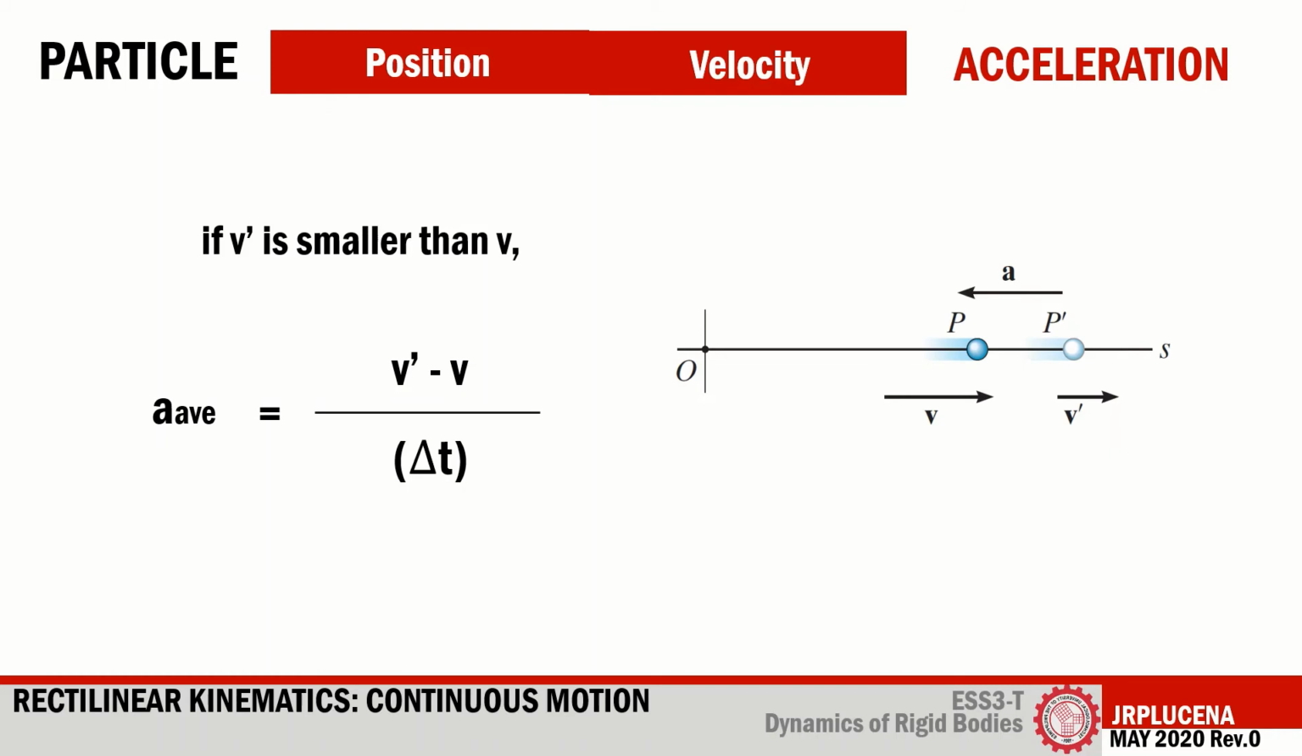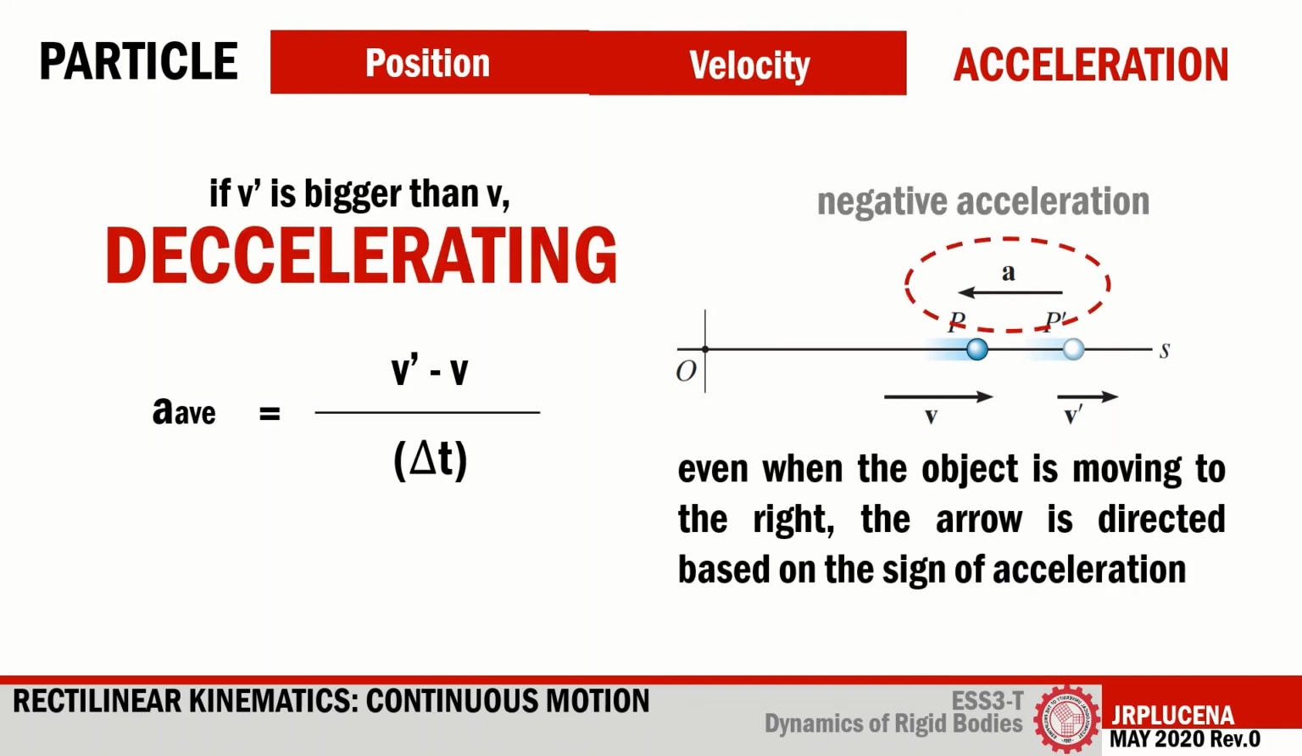So if v prime is smaller than v, we will have a negative value in the numerator of this equation. Therefore, the particle is decelerating. And even when the object is moving to the right, the arrow for acceleration is directed to the left. It's because the object keeps on moving to the right, but it is decreasing in speed, or decreasing in magnitude of its velocity. So the velocity here is still to the right, however, the acceleration is pointed to the left because it is decreasing the value of the velocity.